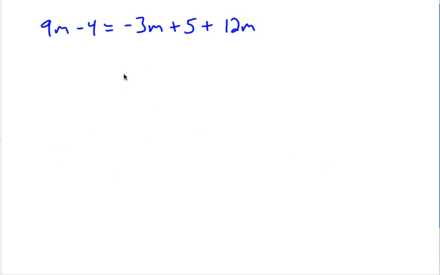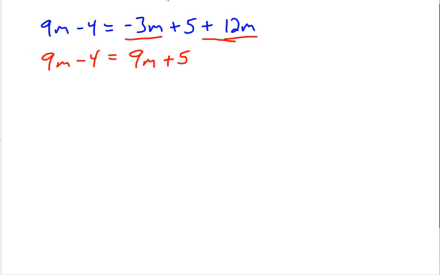Alright, let's see what happens in this problem here. Again, we have variable on both sides. In this side over here, we have 2. So we can start by combining the like terms. So we have 9m minus 4 equals, and then we have a negative 3m and a positive 12m. So I should underline that whole thing. So we have a 9m plus 5.